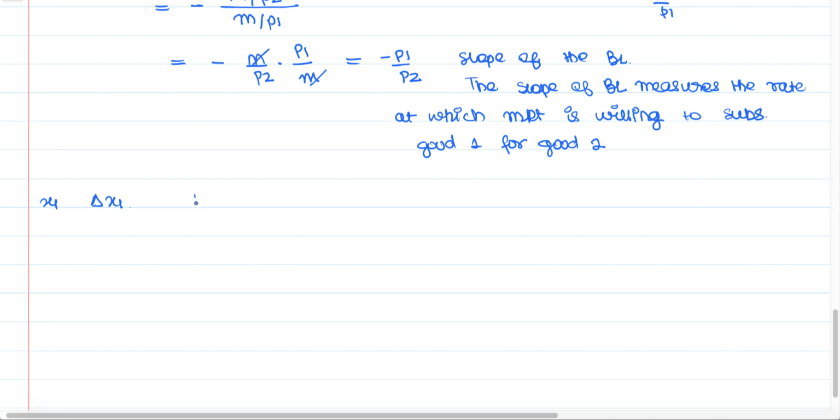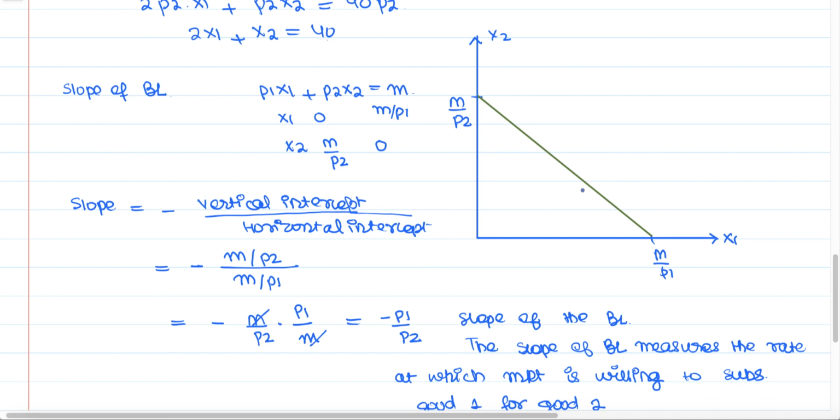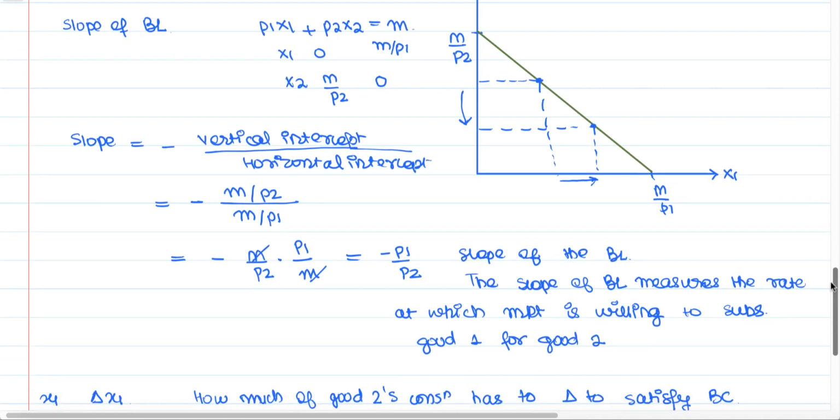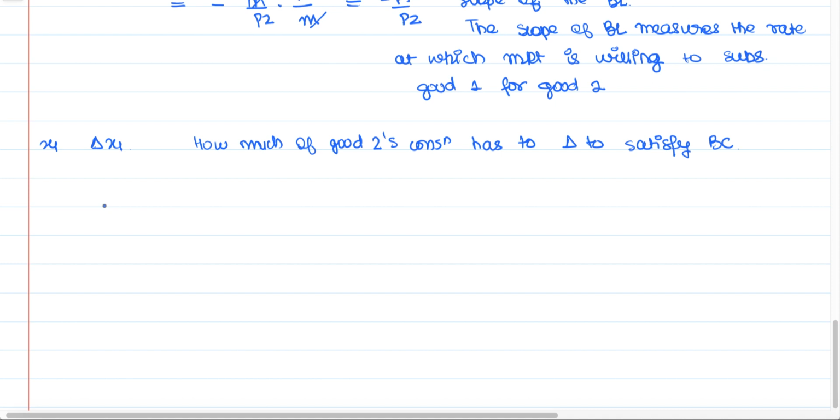Then the question arises: how much of good 2's consumption has to change to satisfy the budget constraint, right? You have to be on the budget constraint. If you are sitting here, you have this much amount of x2 and this much amount of x1. If you're increasing your consumption of x1 from this point to this point, then in order to be on the budget line, you have to decrease your consumption of x2, right? This is the only question being asked here.